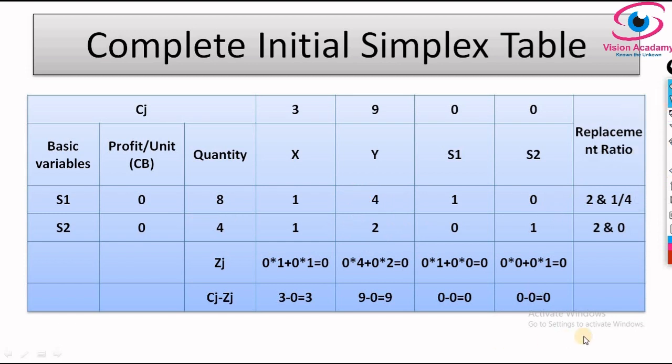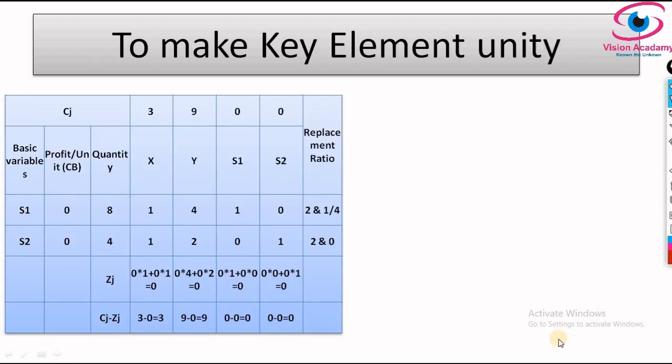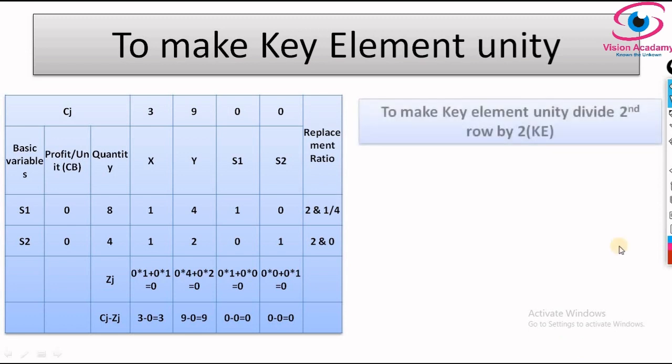Let us have a look and learn how I have done it here. Look at here, the same table I have pasted here to make you understand. To make the key element unity, we divide the second row by 2. What is the second row? This is the second row. Firstly, we have to make unity. Unity in the sense 1 and 0, as in the identity matrix. Only two values are allowed, 1 and 0. The y values are not in unity, so we have to make them unity. This value must become 1 and this will be 0.